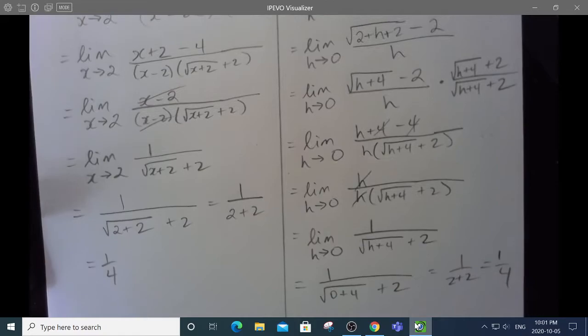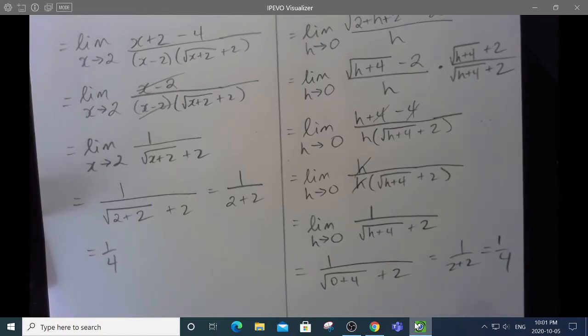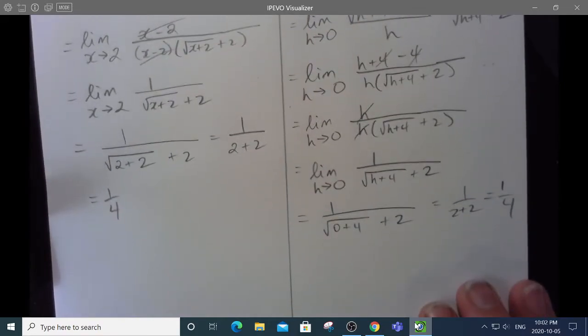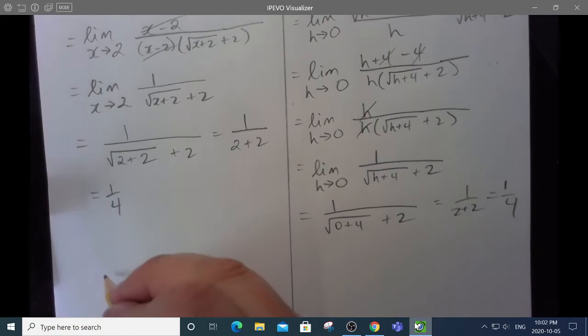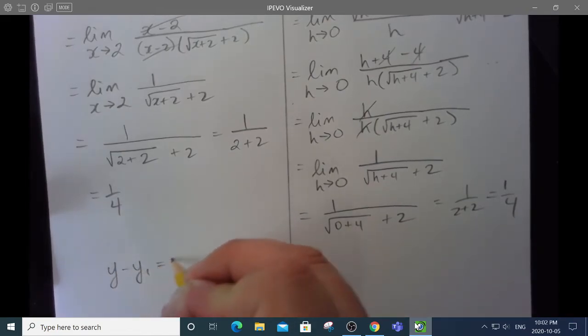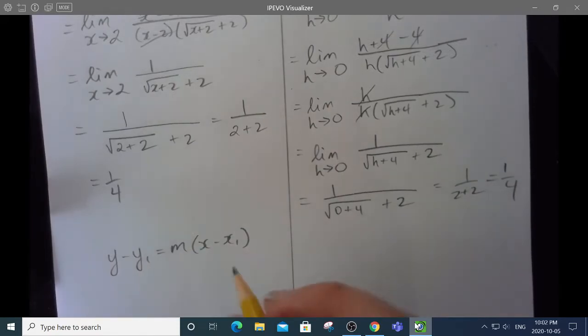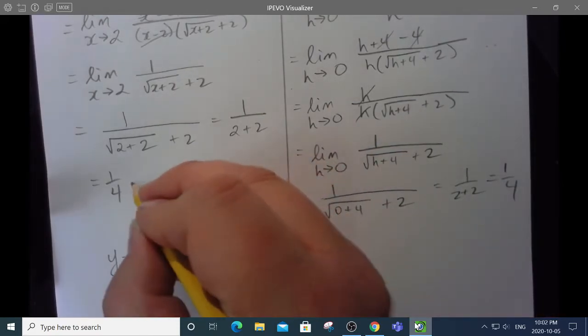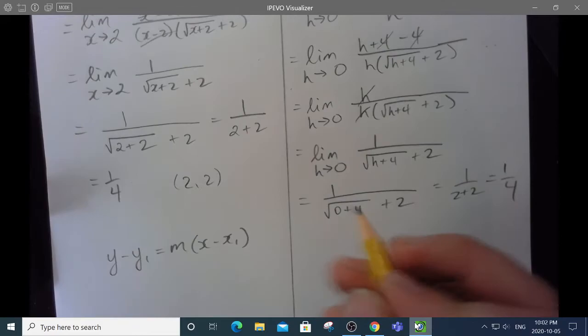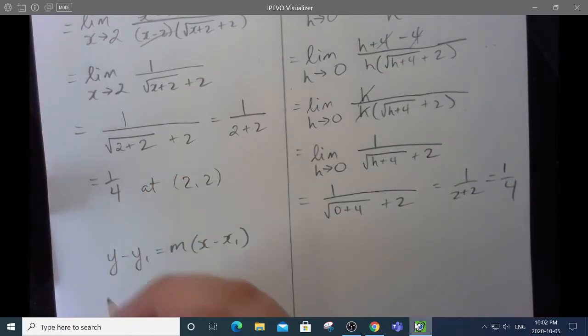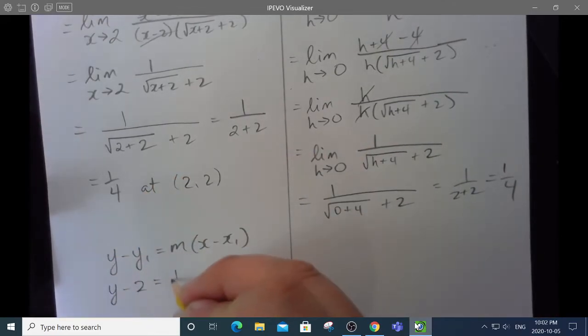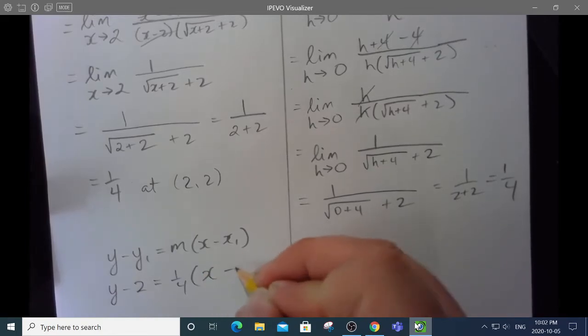1/4. So we got the same answer in both cases, which is good because both things are the same thing. And I wasn't quite done there, though. I was supposed to find the equation of the tangent line. So remember that I can use this formula, y minus y1 equals m times x minus x1. And for y1, I'll just remember the point that this slope happened at was the point (2, 2). So that's going to be y minus 2 equals 1/4 times x minus 2.